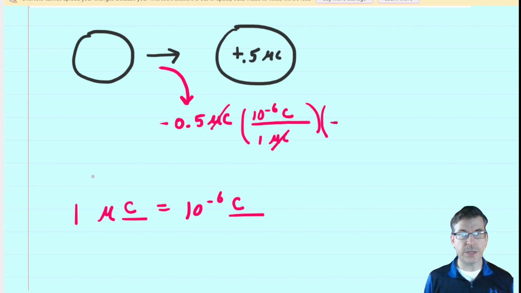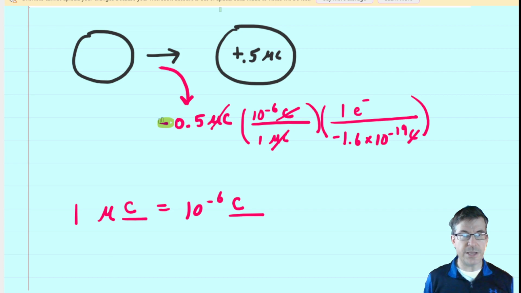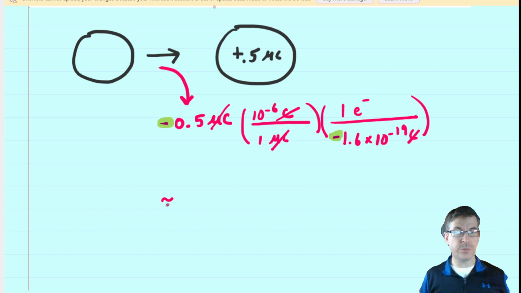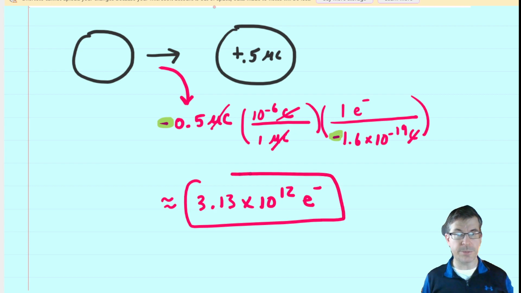To get from coulombs to electrons, we use the same conversion that we used earlier, in which we said that 1 electron carries a charge of -1.6 times 10 to the -19th coulombs. And setting the conversion up in that fashion allows these coulombs to cancel. So now we'll pick up our calculators and enter this in. Notice that this negative sign and this negative sign down here would end up canceling. When we do this, we get an answer of approximately 3.13 times 10 to the power of 12, and we are left with the unit of electrons. So this is the correct answer to part B of the question.